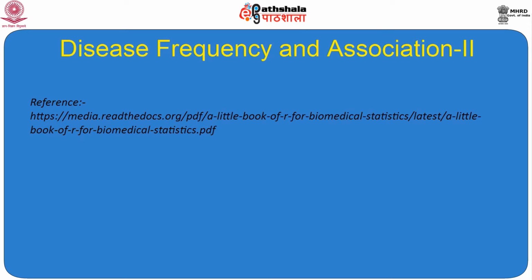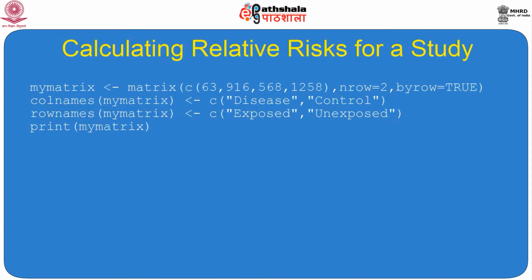So, for details on relative risk, now we are going to the function for preparing the matrix. This is the first important function needed, because in relative risk we have to prepare the contingency table. Once we prepare the contingency table, after that we can do the analysis. To prepare it, the matrix function is used, where 63, 916, 568 and 1258 are the observations in first row first column, first row second column, second row first column, and second row second column.